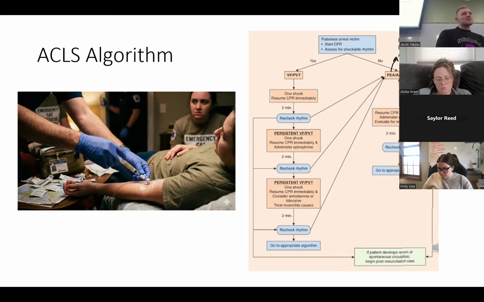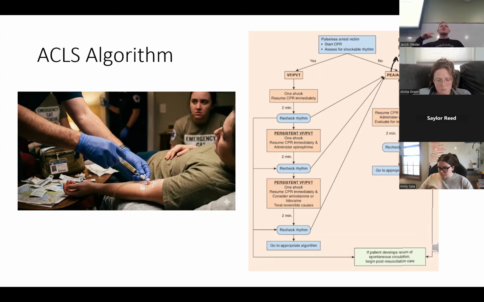After one shock, you resume CPR, you recheck the rhythm, and after you resume CPR, you look to administer epinephrine. We recheck the rhythm, just keep giving epi, and then we'll move on to something like amiodarone or lidocaine. We always want to treat our reversible causes, and you just keep going through the cycle, right? Every 2 minutes, every 5 minutes, just keep going through the cycle.